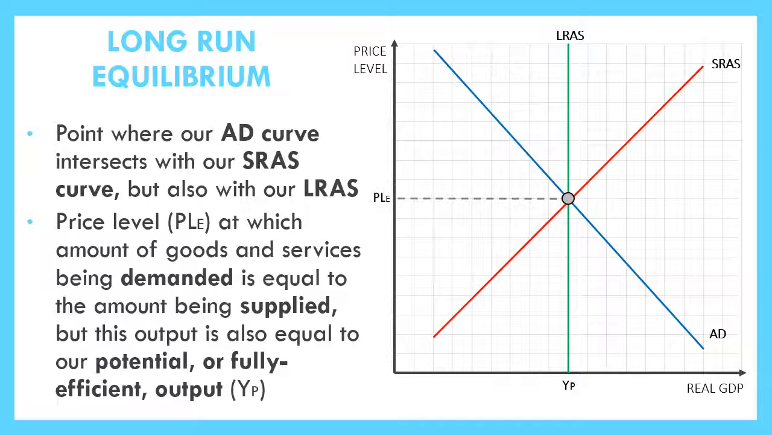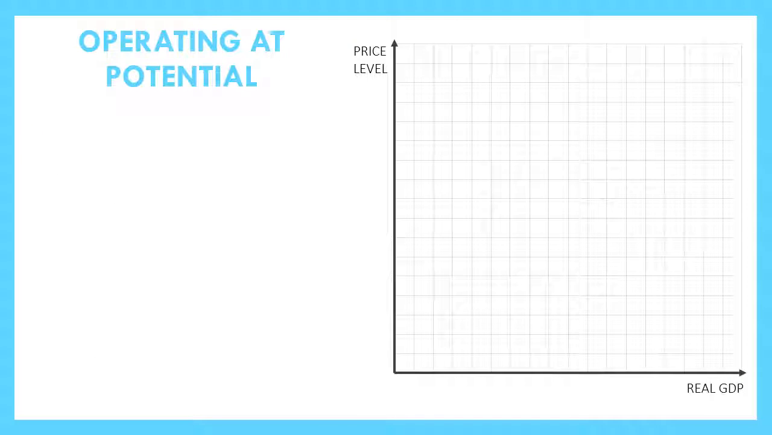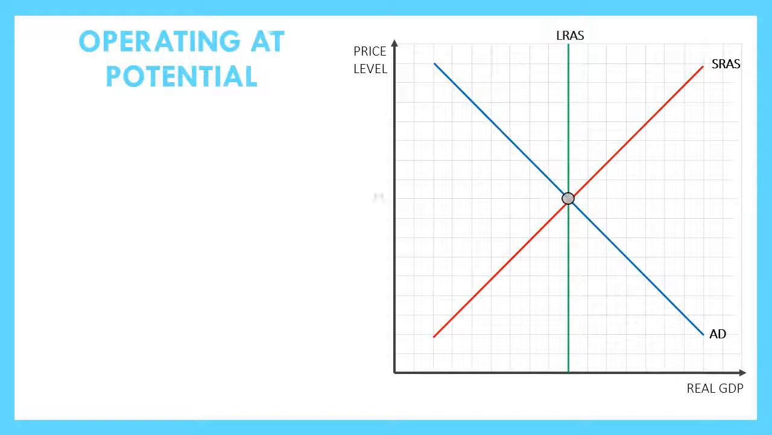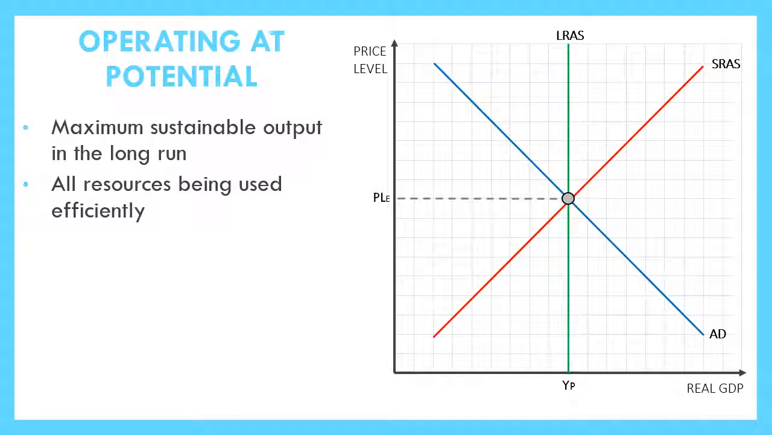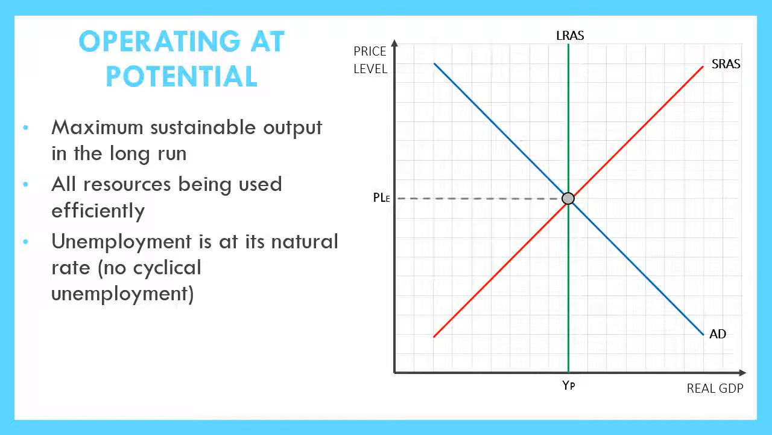So what we need to understand then is whenever we have these equilibriums, what does it mean? What does it mean in relation to how our economy is actually doing? So whenever we're operating at our potential, it's exactly that same graph that we just saw. Our green curve, our long-run aggregate supply curve, represents our potential. It represents our maximum sustainable output in the long run. And so with all resources being used efficiently, this is where we're operating right now.